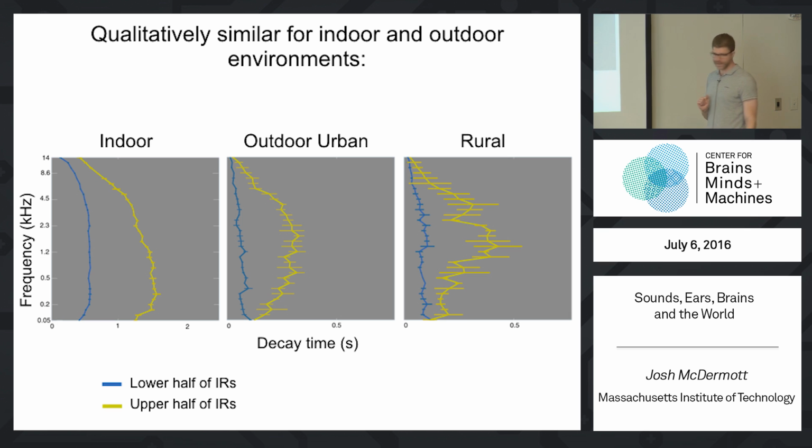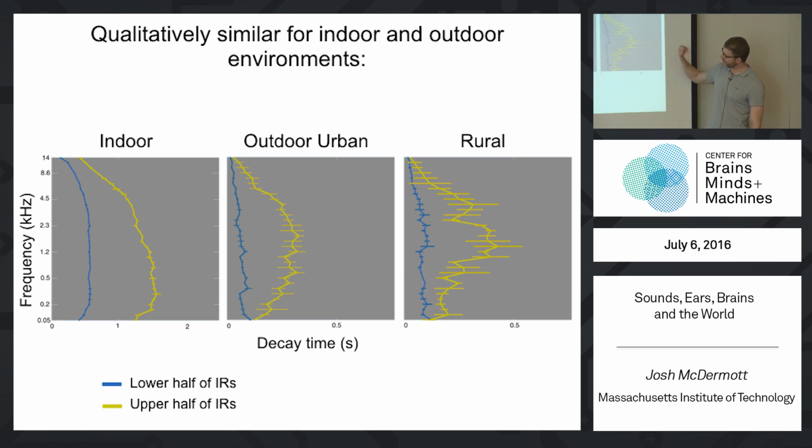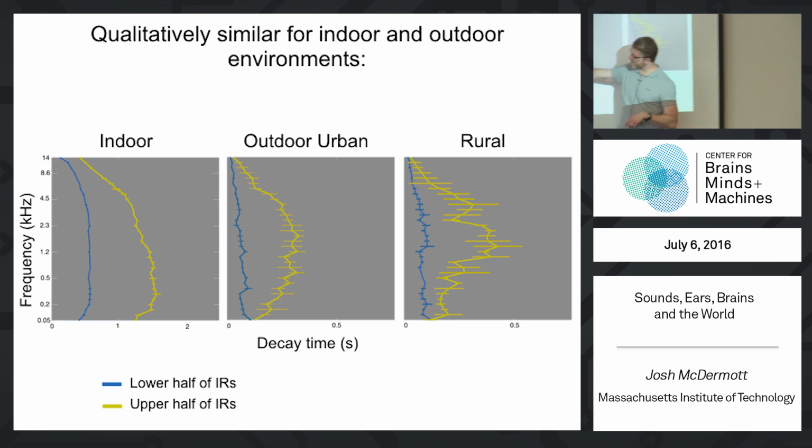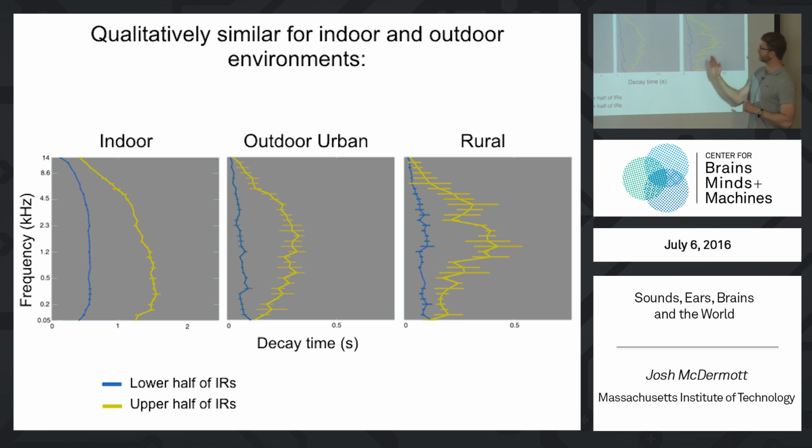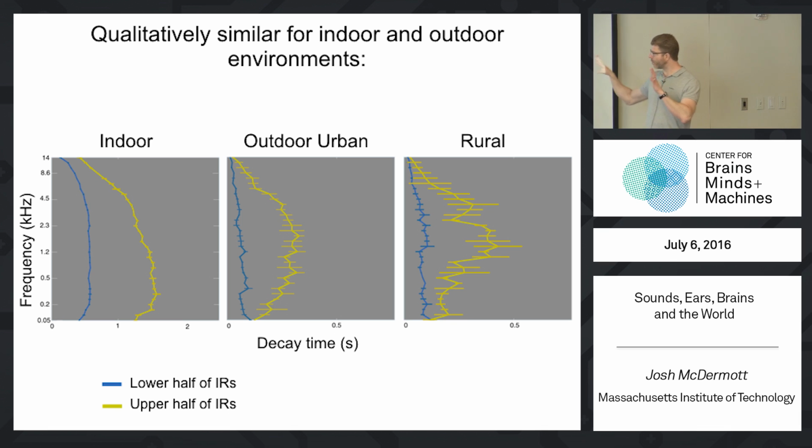So one interesting thing is that things look pretty similar if you compare indoor and outdoor environments. This is those same kind of plots. We've got frequency and decay time. This is the subset of the impulse responses from rural environments where there's basically no man-made structures. And you see that same kind of sideways U. This is outdoor urban. This is indoor. There's a little bit of variation, but basically this trend for the high frequencies to decay quickly seems to be pretty universal.